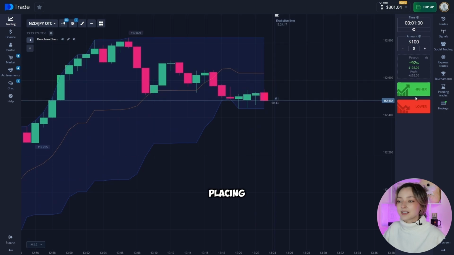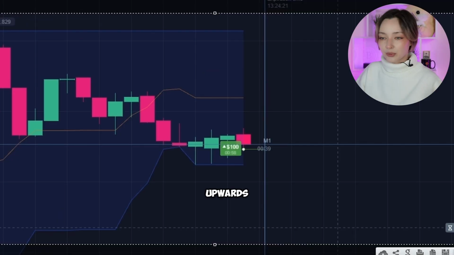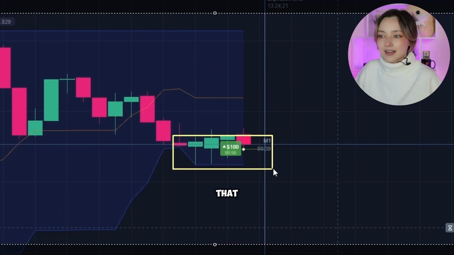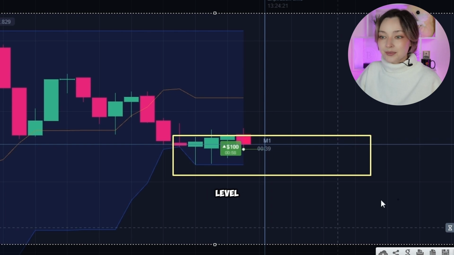So I'm placing a 1 minute trade upwards. We can clearly see that the price has reached the support level. We might also want to take a look at the candles. These ones right here have large downward shadows, which indicates a strong buyer's presence who's going to try and push the price higher.